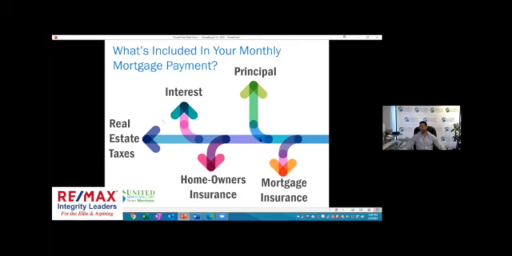Then if you have a condo, you have homeowners association dues too, but that's separate from this, separate from your mortgage payment.